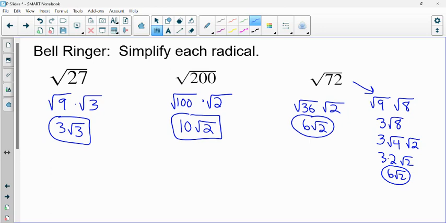All right. What questions do we have from page 48? 1 to 31 odd. Any questions on those?